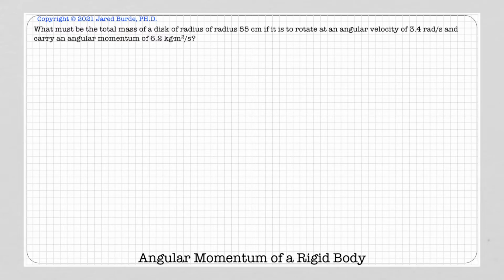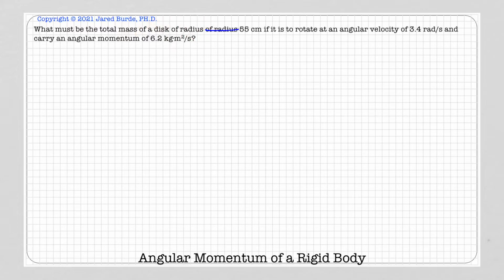Here we again have a disk that has a radius of 55 centimeters, and it's rotating with an angular velocity of 3.4 radians per second, and we want it to carry a total angular momentum of 6.2 kilogram meters squared per second. So we want to find out what the mass of the disk must be so that it has a given angular momentum.